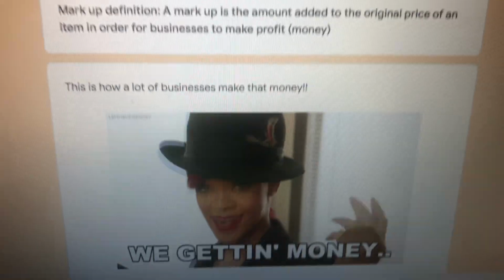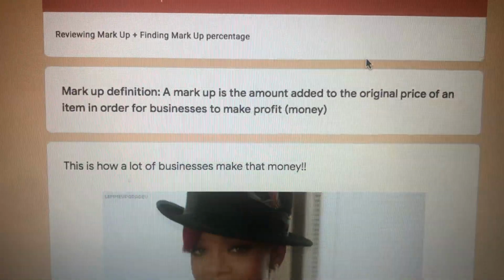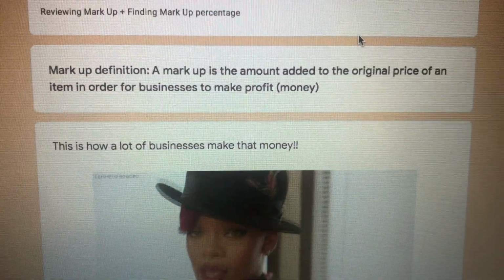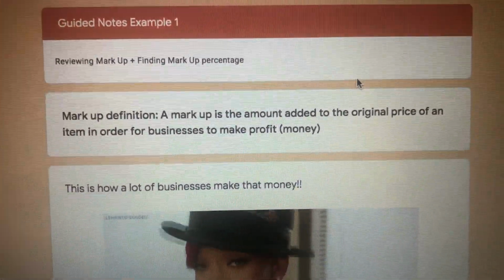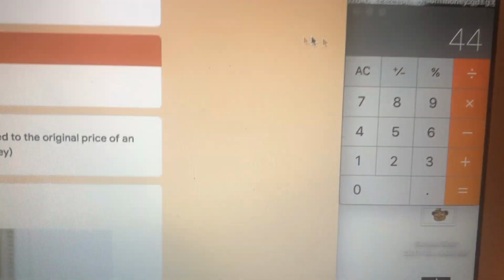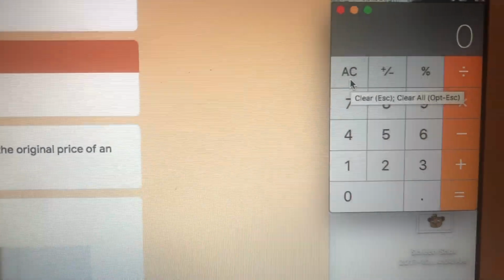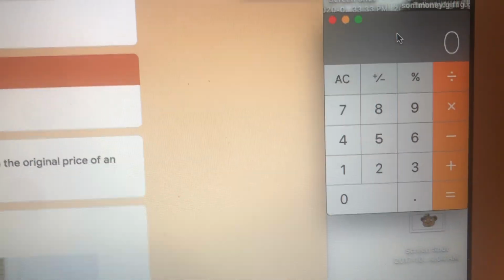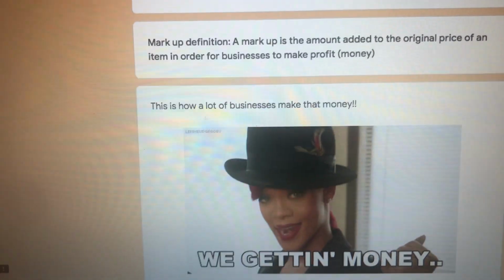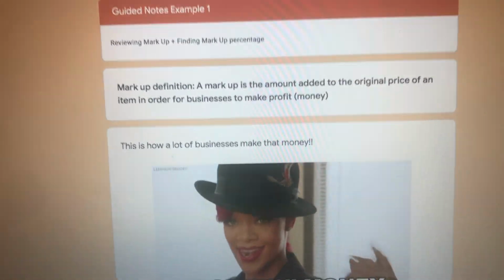Okay, example 1. What we're going to do is review markup and then also find the markup percentage. On the side here, I have my calculator set up because today and tomorrow, excuse me, we will be using calculators. Okay, so just a reminder on what a markup is.